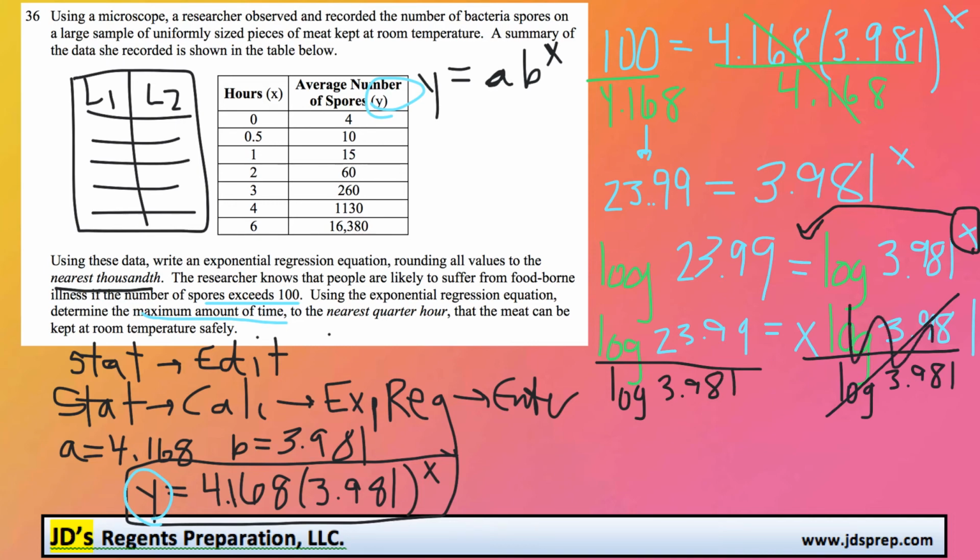So x is going to equal log of 23.99 divided by log of 3.981, which is 2.3. Now be careful though, you might think, oh, we're done and that's the answer.